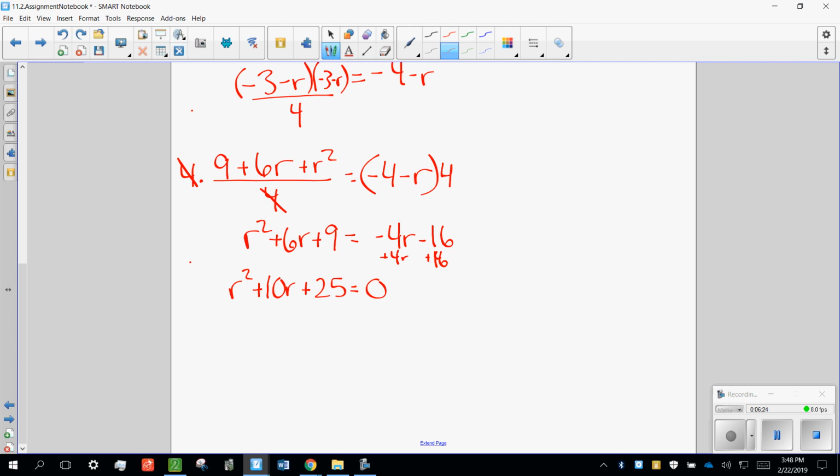We got a quadratic set equal to 0, so we can factor it, we can graph it, we can do the quadratic formula, we could complete the square, but the square is already completed. So we need factors. Let's try to factor it. We need factors of 25 that add up to the middle term, positive 10. That's just positive 5 and positive 5. Alright, since both of our factors are the same, we only have one answer, and it's that r equals negative 5.